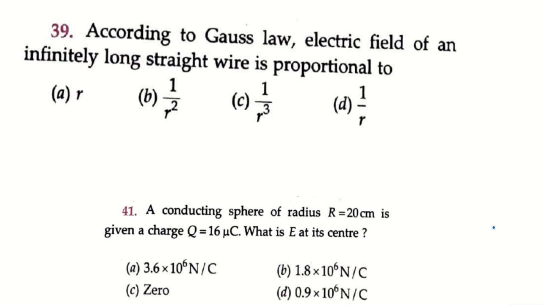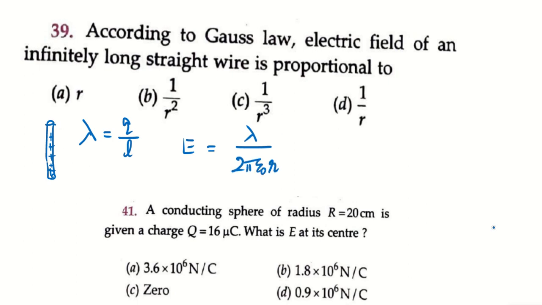According to Gauss' law, the electric field of an infinitely long straight wire is proportional to what? So there is a long wire. Suppose it is positively charged, and the linear density is lambda equals q, that is charge per unit length. Now we can write the electric field as lambda divided by 2 pi epsilon naught r according to Gauss law. So we can see here E is proportional to 1 over r. So this is the answer.